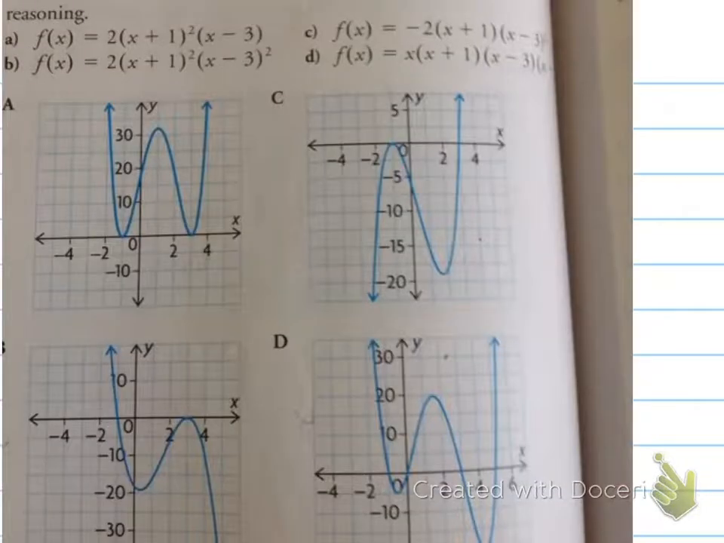All right, and next one. So here we go. We're looking at this and we're trying to match the equations with the graphs. Which ones go with which? Looking at the first one, you can see that you have (2x + 1) squared times (x - 3). So there has to be a parabola around this root and a line around this root.